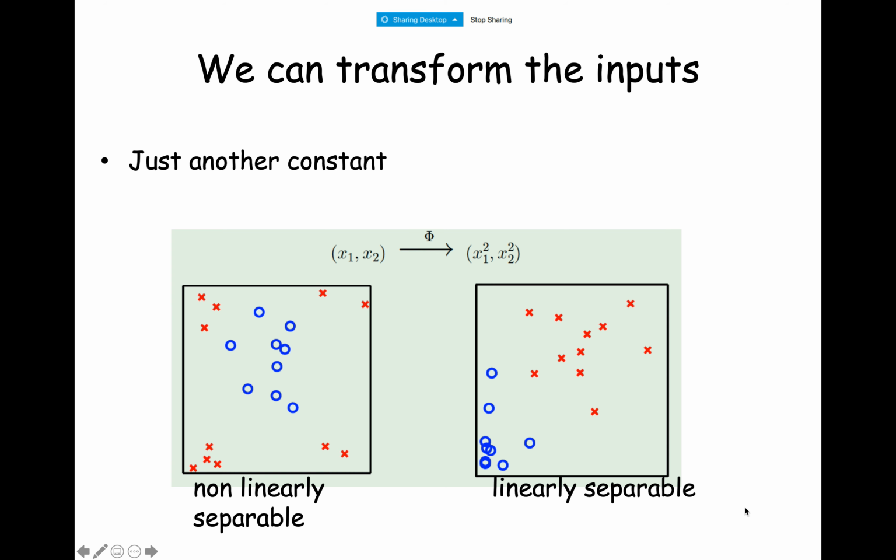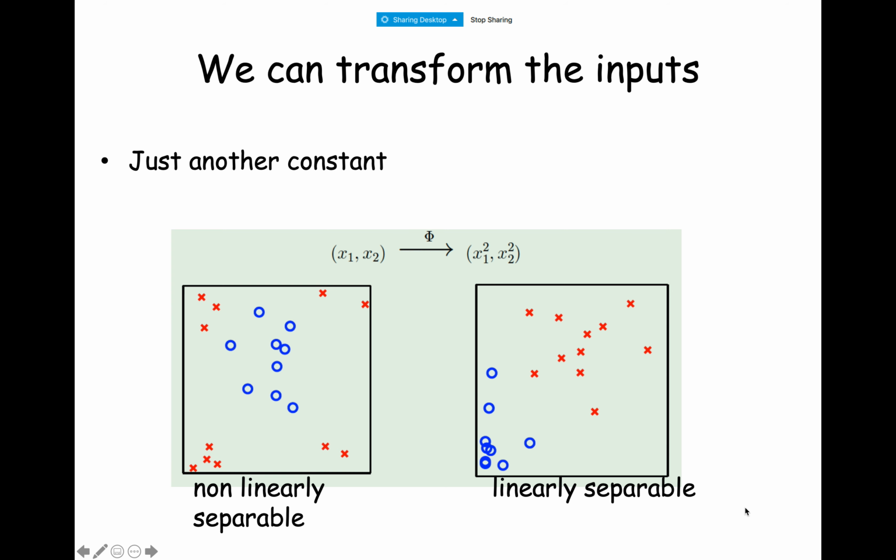You can absolutely run PLA, and because it's linearly separable, eventually you're going to find the best hypothesis that separates the red points from the blue points. So here we have an example. You think of this linear model running PLA as very weak. It can't do very much, but just by making a few simple transformations or a few minor modifications, you can get some pretty powerful behavior out of it.